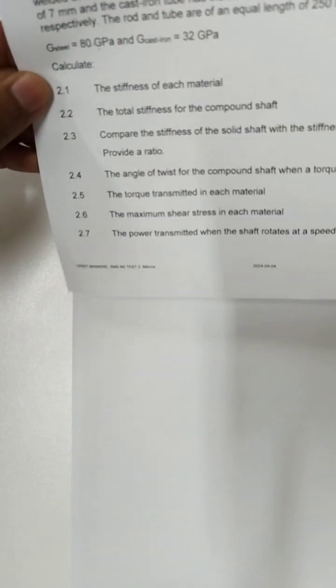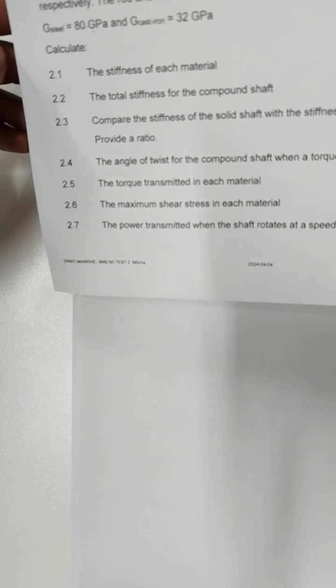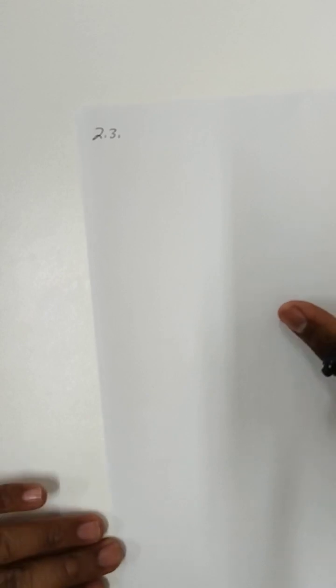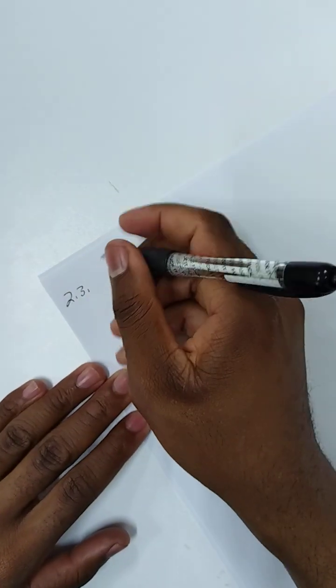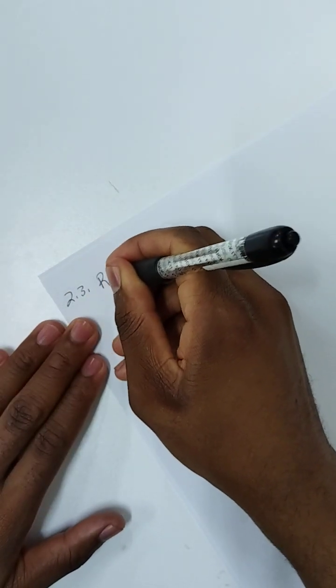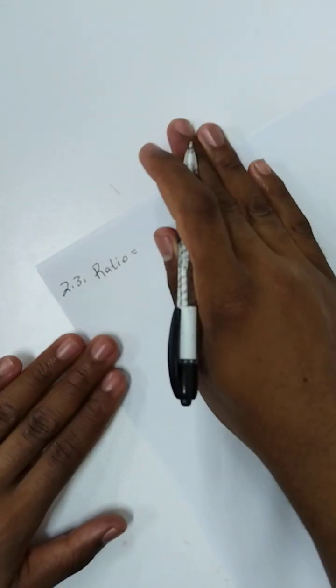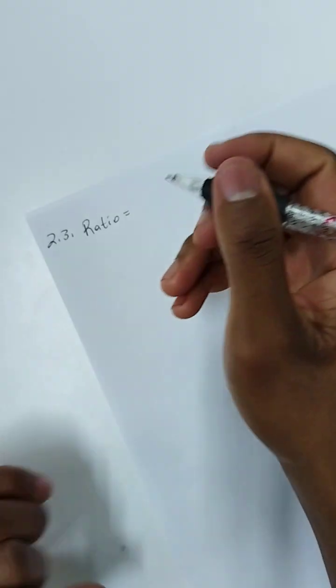Question 2.3. Compare the stiffness of the solid shaft with the stiffness of the hollow shaft. So provide the ratio. We're going to compare the stiffness of this solid shaft and the hollow shaft in terms of the ratio. It's really up to you which you divide by which. The ratio, we're just referring to a certain variable divided by a similar variable.